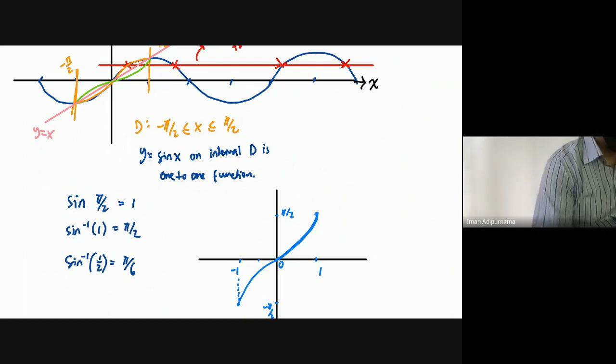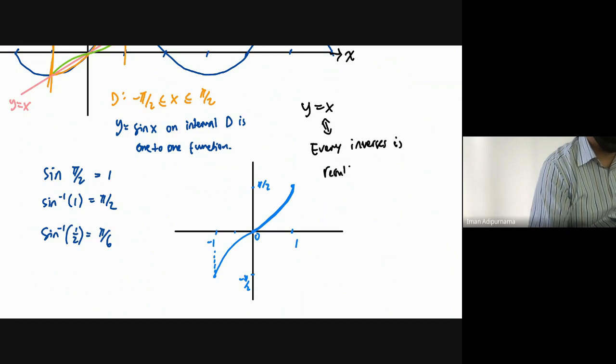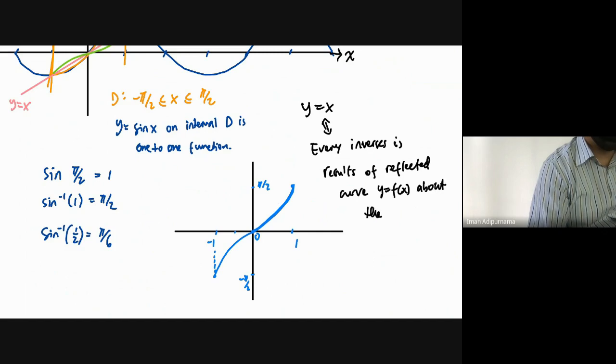Okay, so let me write here. y equal x. Every inverse is the result of the reflected curve y equal f of x about the line y equal x.